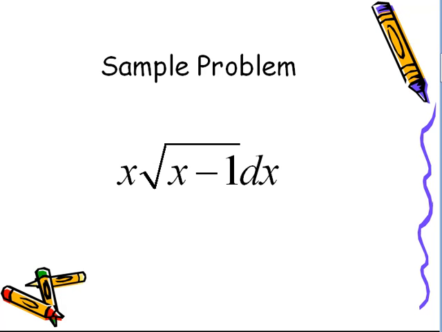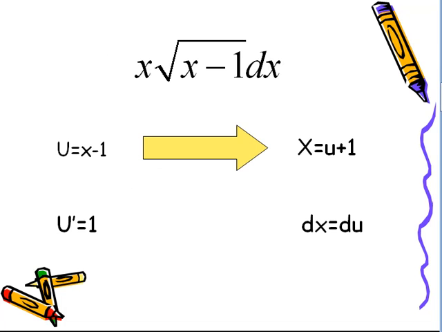Let's run through a sample problem. Our sample problem will be the integral of x times the square root of x minus 1 dx. First, we should identify our u, which in this case is x minus 1, and therefore u prime is just 1.